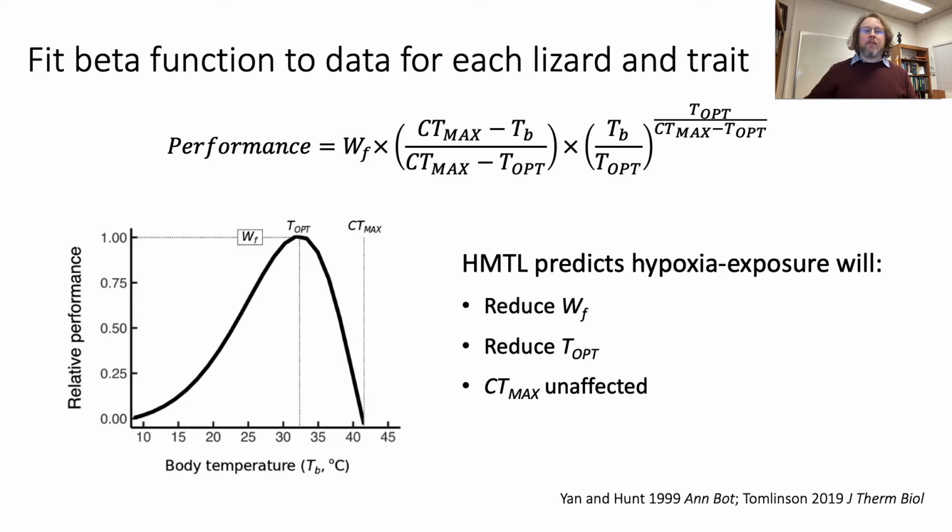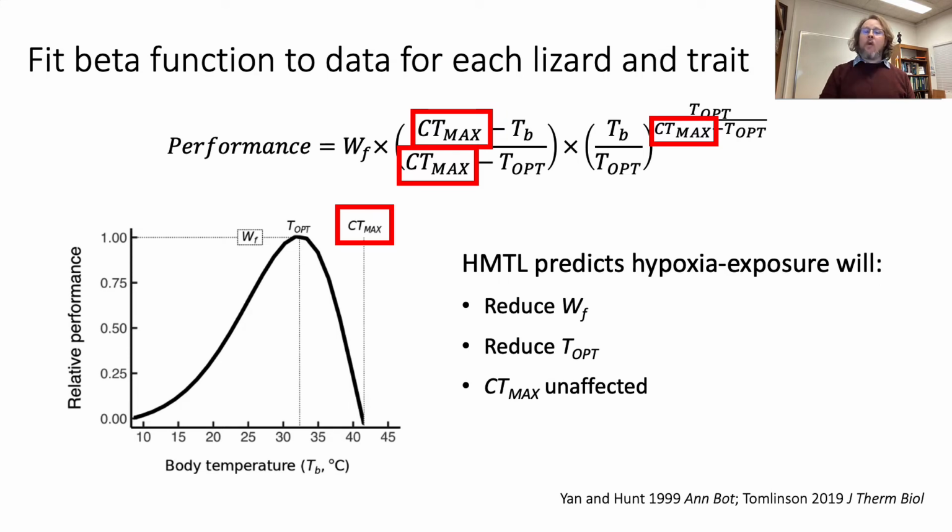We then developed performance curves by fitting the data to the beta function. This function is one of the many used to describe thermal performance curves in ectotherms, but a recent meta-analysis showed that it really does the best job for lizards and other reptiles. It best fits the data, and it has parameters that are readily biologically interpretable. These include WF, which is the peak performance, T-opt, the optimum temperature, or the temperature where peak performance occurs, and then the CT max, the temperature where performance declines to 0.